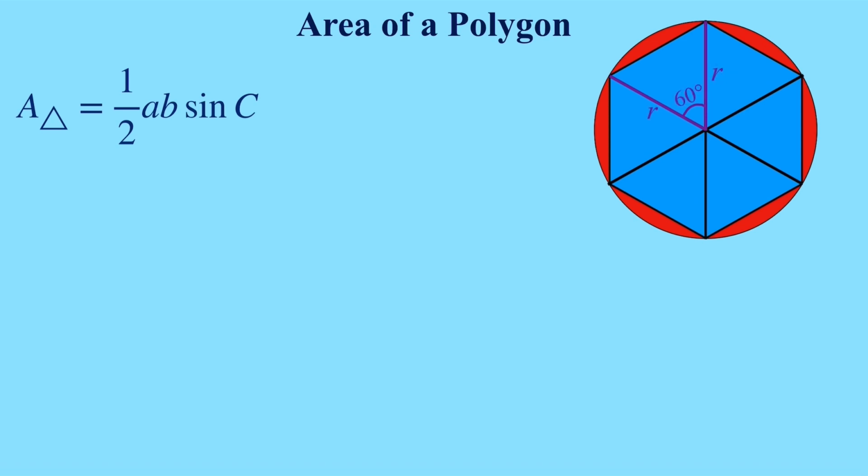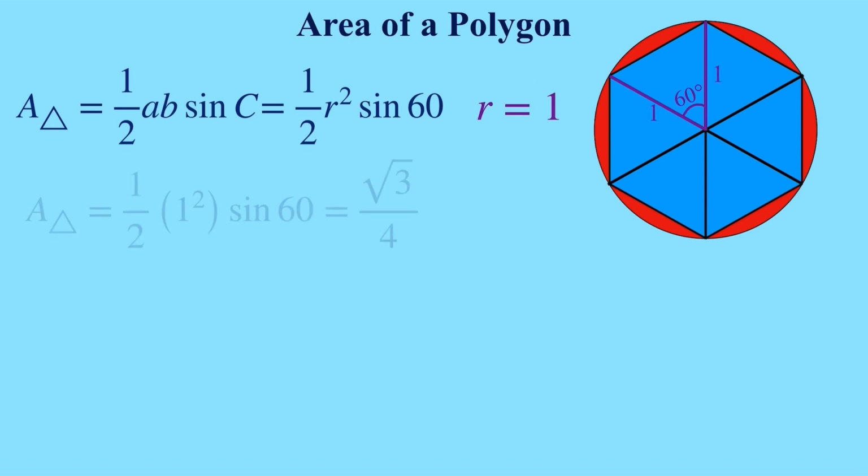So we can substitute those values to get that the area of one of these triangles is half r squared sine 60. Now, having the r squared there is a bit annoying, so what we can do is substitute 1 in for r. It's still fully valid, and that simplifies calculations later on. So moving on, the area of one of the triangles where you have a radius of 1 for the circle is half times 1 squared times sine 60, and that's just half sine 60, and that's root 3 over 4.